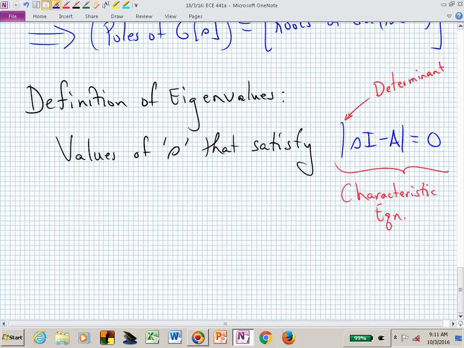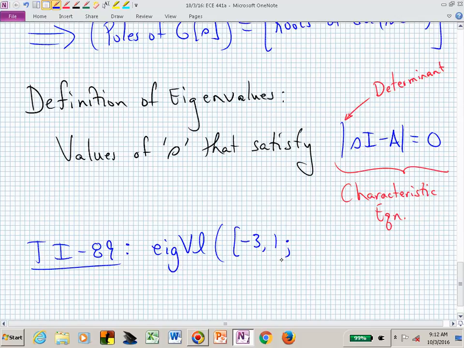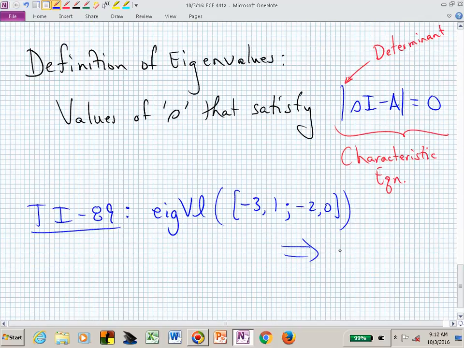And for those of you that invested in a calculator that's either a TI-89 or the Inspire, it actually can compute this fairly quickly. You can simply implement the function eigVal, eigenvalue of, and you could put in as an example the matrix 3, 1, then in the second row it would be minus 2, 0, to produce the eigenvalues that you are interested in for that matrix, which are minus 1 and minus 2.